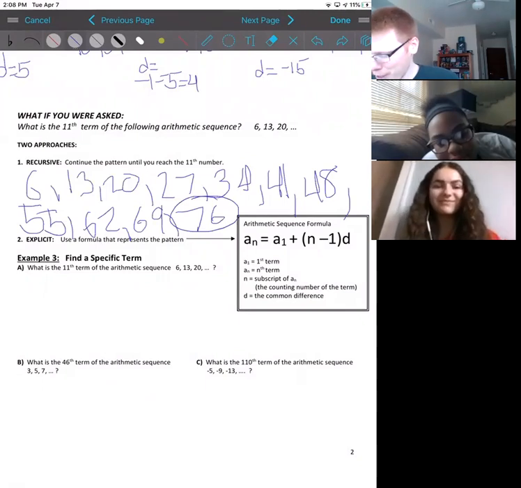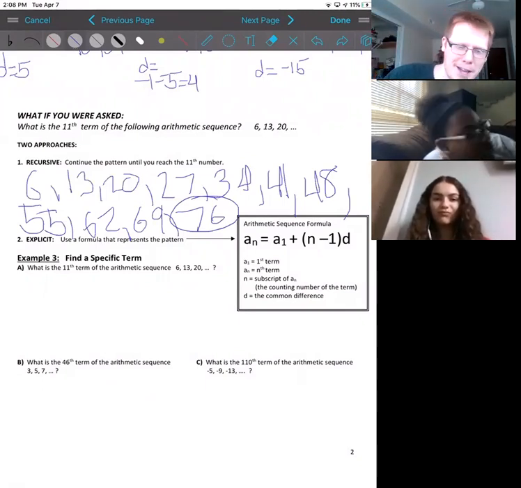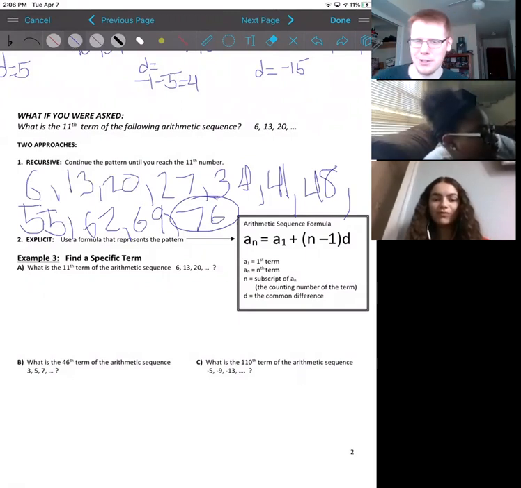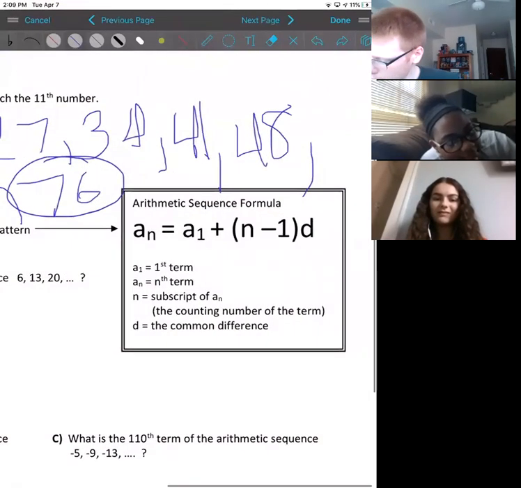So that's one way you could do it. It's kind of annoying because you're going to see some questions, like the one I just assigned in Delta Math for this, that ask you to find the 90th term in this sequence, and you're not going to want to write out 90 numbers. No one wants to do that. I mean, you could. So we're going to use the arithmetic sequence formula.